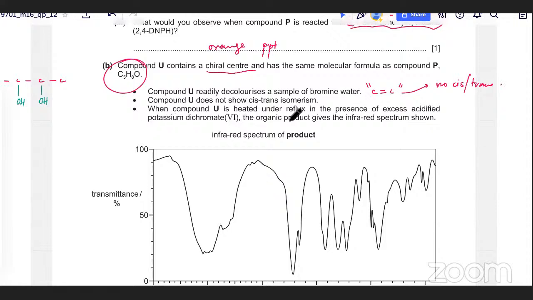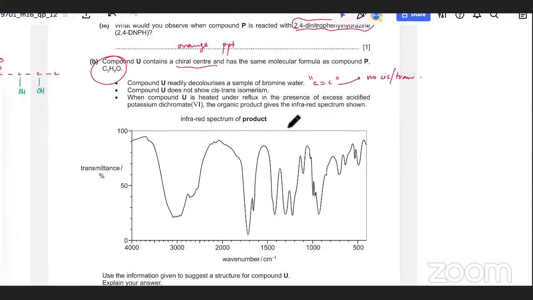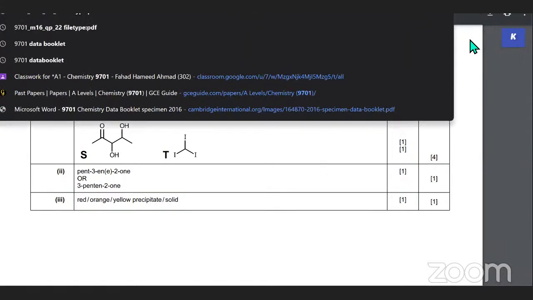And then you have, when U is heated under reflux in the presence of excess acidified potassium dichromate, this is oxidation happening. So this is the organic product of the oxidation. Let me just go through this. Did we miss any other information? So this is the organic product of oxidation. Remember, this is the product. By looking at the infrared, you should be able to spot it directly. Train yourself not to even use the data booklet, but I'll just open the data booklet.